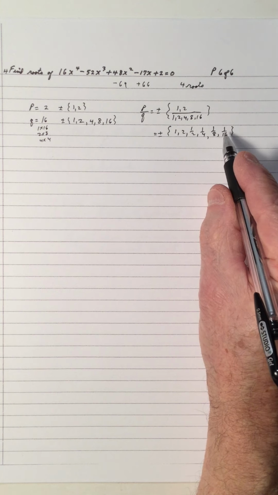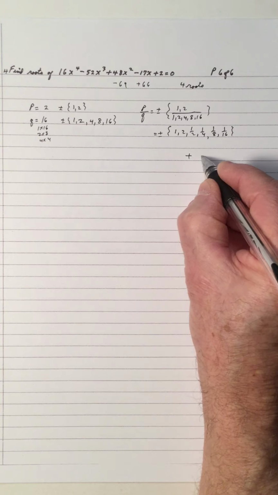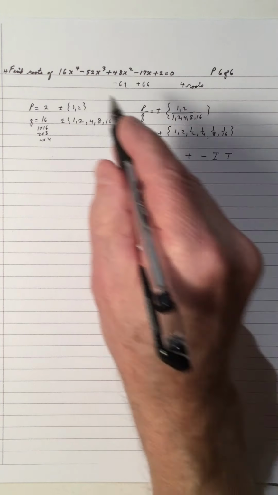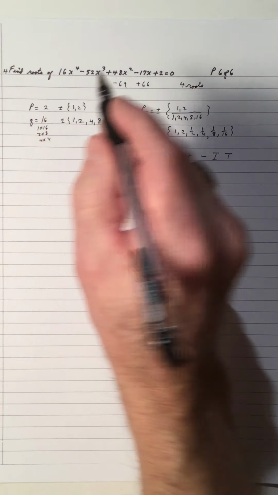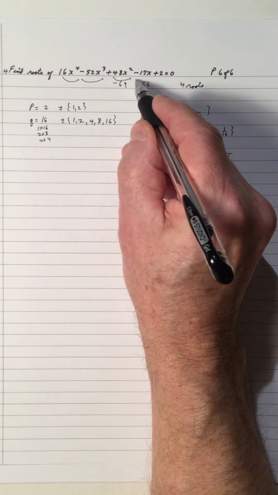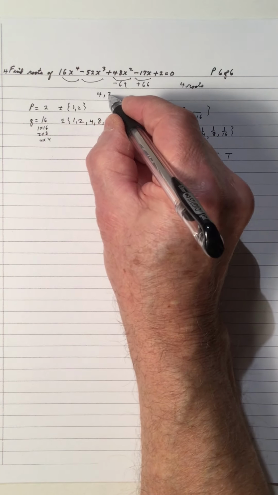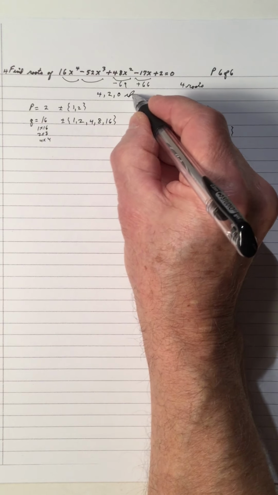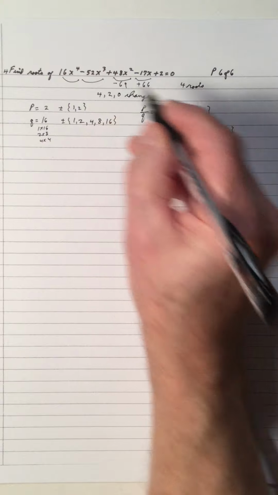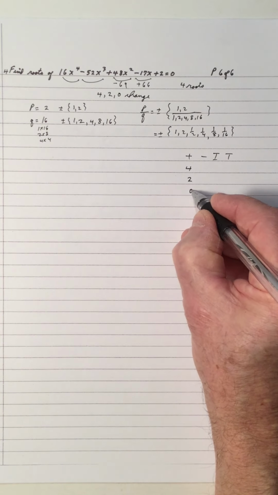So now we have to look at Descartes' rule: plus, minus, imaginaries, total. So here's the equation up here. So 1 sign change, 2 sign changes, 3 sign changes, 4 sign changes. So there's 4 or 2 or 0. There's 4 changes, so we go down by 2. So it's a 4, a 2, or a 0.